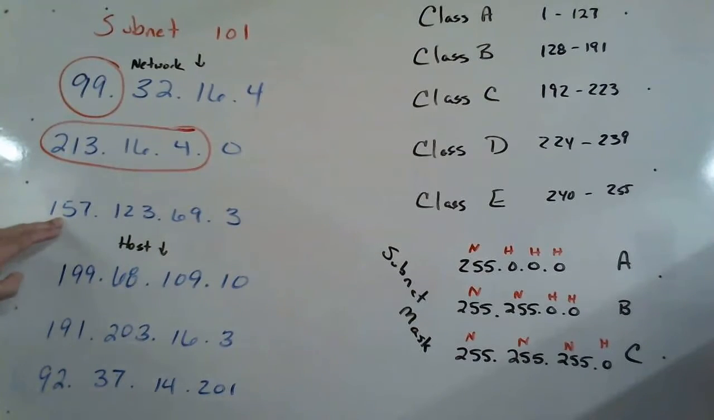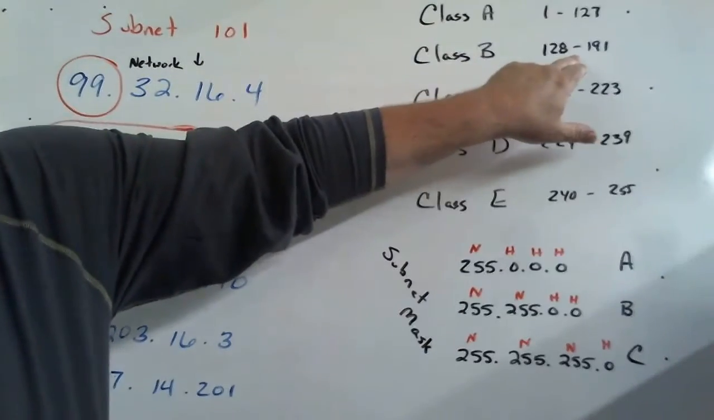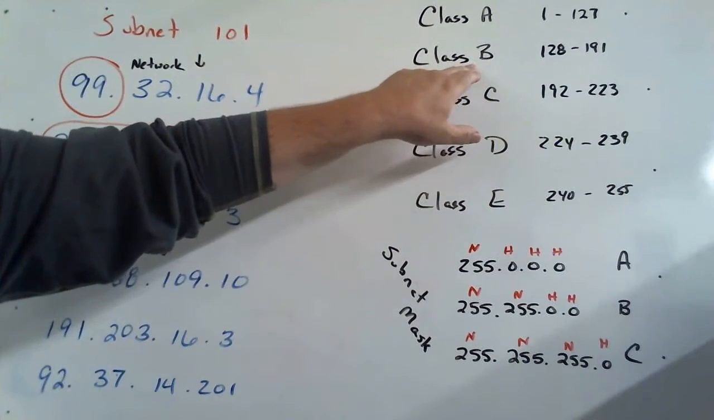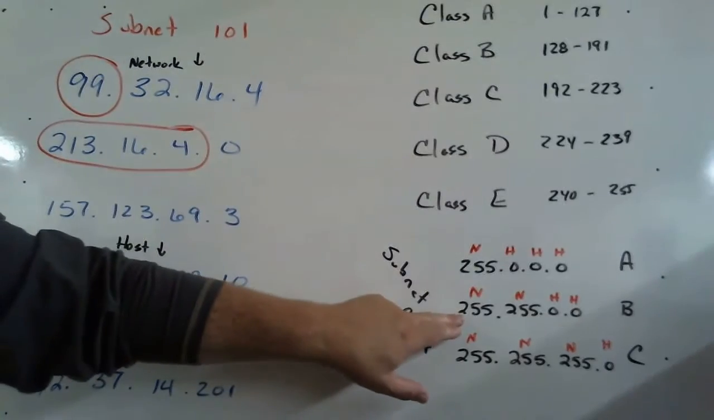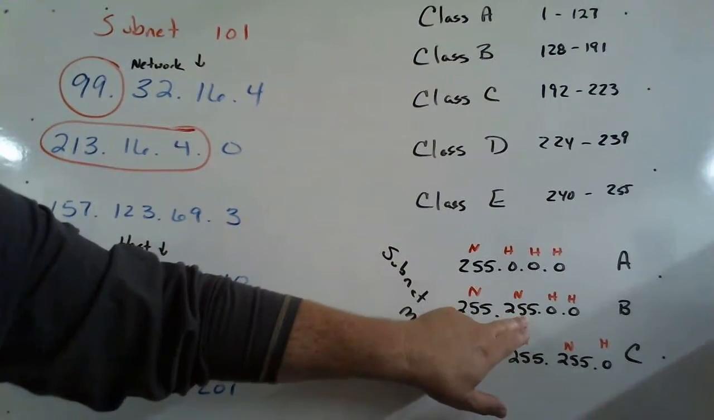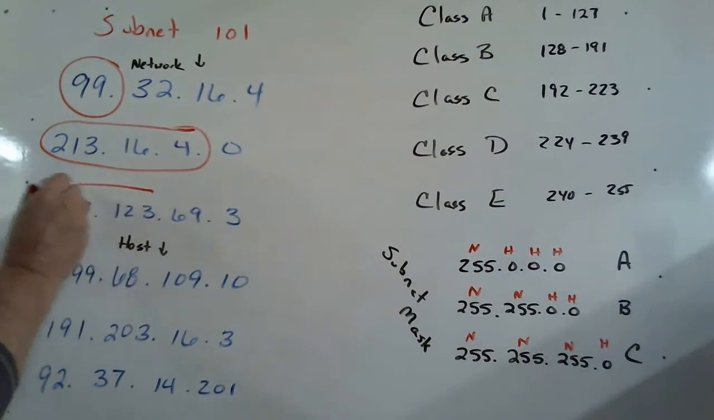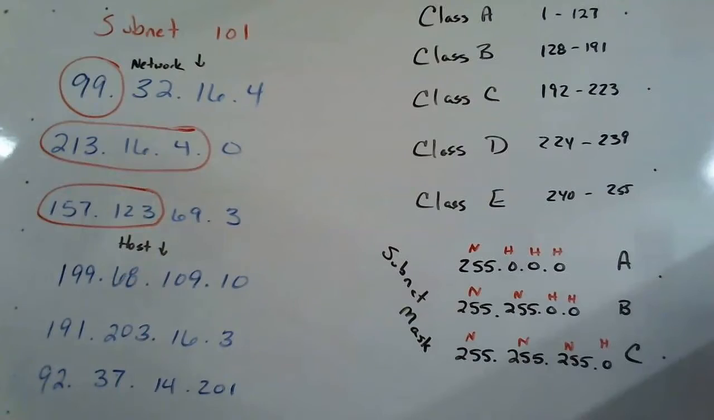Last but not least, in the network part, I'm going to do what address is this? It's 157. I have to find it here in my list. It happens to be a class B. Class B has two 255s or two network numbers. So I'm going to circle only the two numbers.